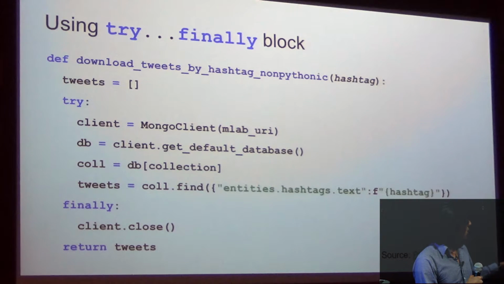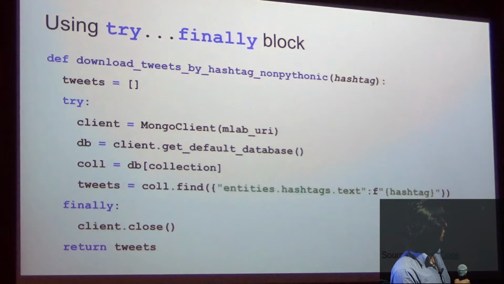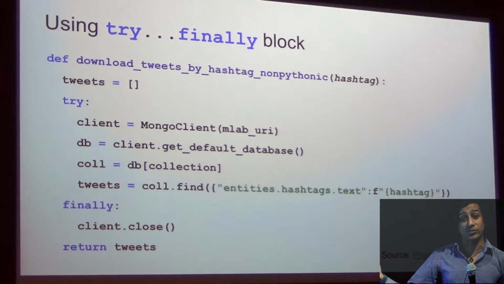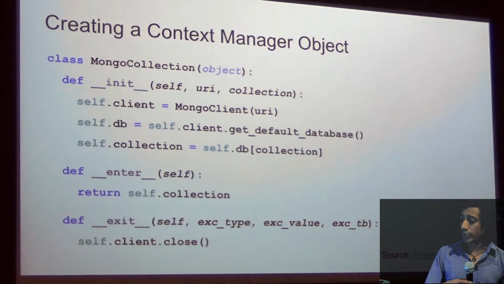Here we have our code which creates an empty list of tweets. In our try block, we connect to our database and set up our connection to the collection, and then we query the collection for the hashtag we're trying to find. In the finally block, we close the connection, and at the end return the list of tweets. So yes, this does work, but we just learned a much more Pythonic way of doing things. Let's see how we can implement that.